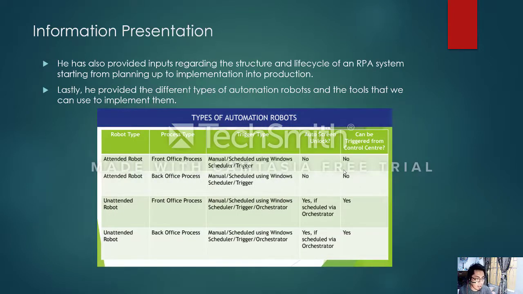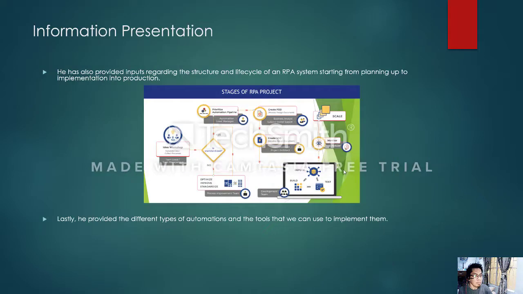We have an attended robot and an unattended robot. For example, an attended robot needs a human interaction to trigger it. An unattended robot acts on its own. Okay? He also provided info regarding the structure and life cycle of an RPA.